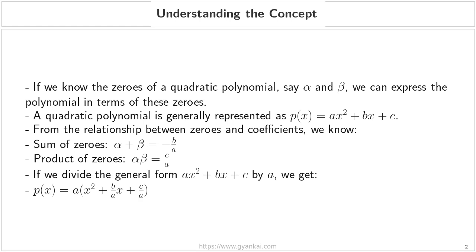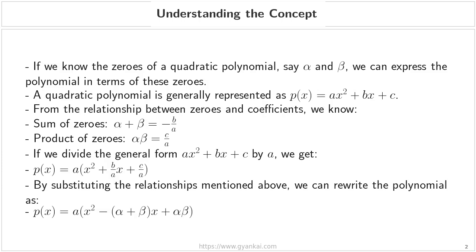If we take that general form, ax squared plus bx plus c, and divide the entire expression by the coefficient a, we can rewrite it as a multiplied by the quantity x squared plus b over a x plus c over a. Now, look closely at what happens when we substitute those relationships we just mentioned. Since negative b over a is the same as the sum of the zeros, then b over a is actually the negative of the sum of the zeros. And since c over a is the product of the zeros, we can rewrite our polynomial as a multiplied by the quantity x squared minus the quantity alpha plus beta x plus alpha times beta.